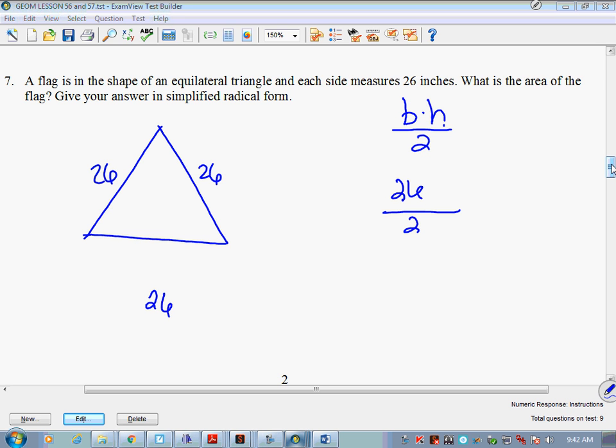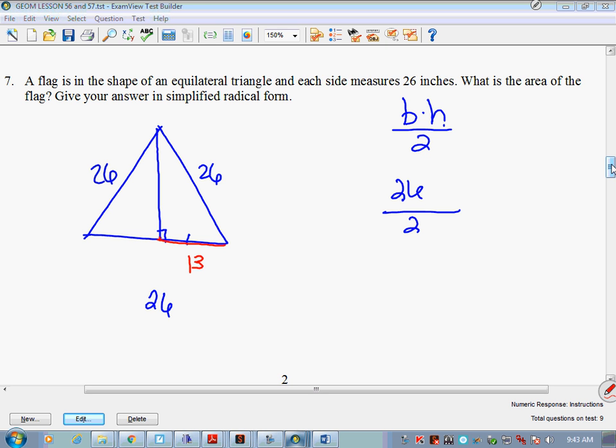What do I need to solve for here? Height. So that would be this line right here. What's that line going to do to the base? It's going to bisect it. So I know that this length right here is going to be 13.